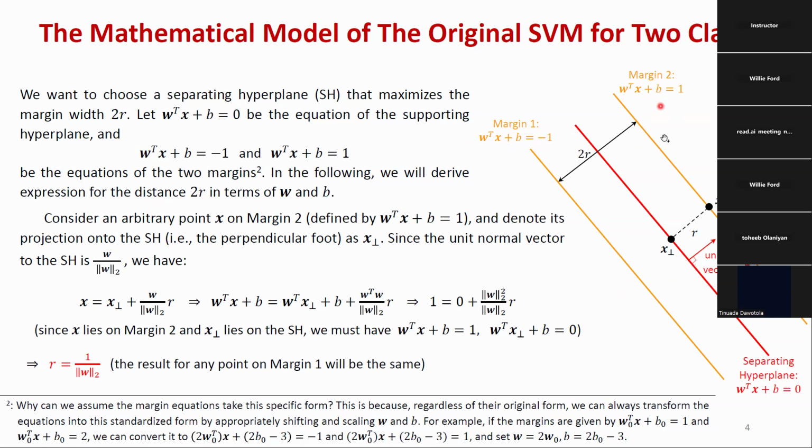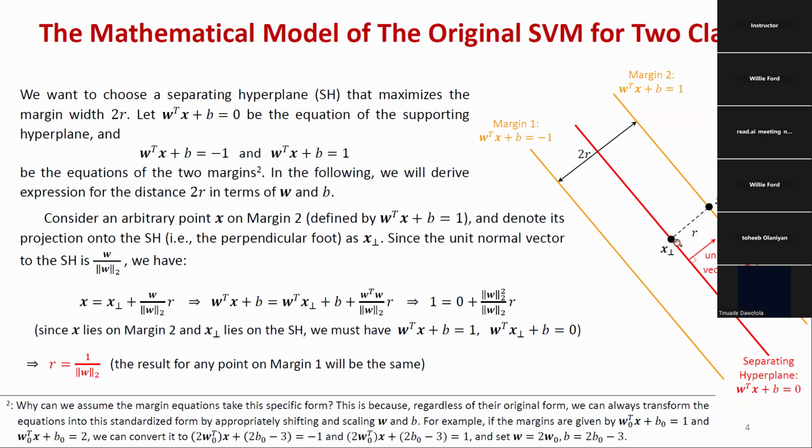Okay. So now I have these standard forms. Let's derive this R. What I want to do is express this R, the distance, in terms of W and b. Why? Because W and b are the only things. Once I know W and b, I know the whole system, right? I know the whole separating hyperplane, and also the margins due to the standard form. Okay, so how can we do it?